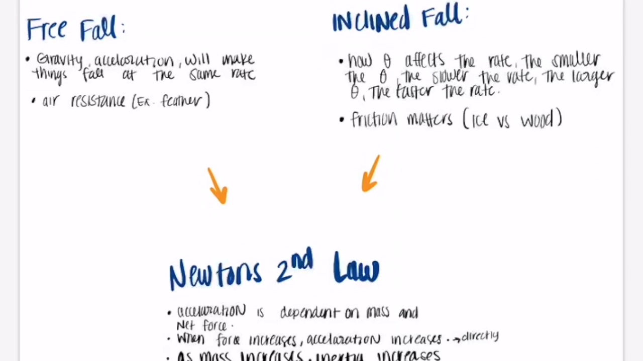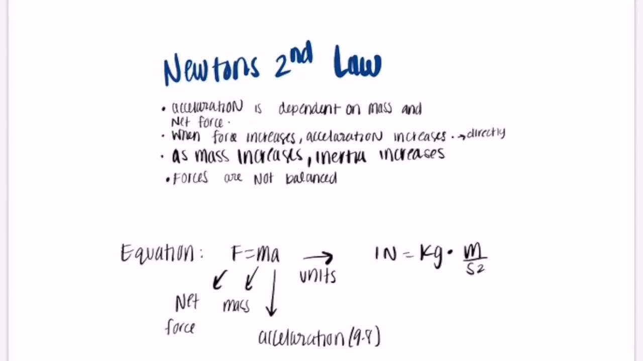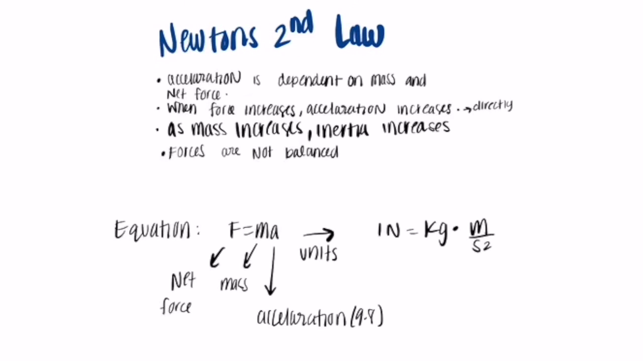With free fall and inclined fall, Newton's second law is present. Newton's second law is when acceleration is dependent on mass and net force. The equation for that is force equals mass times acceleration. Some things to know about Newton's second law: when force increases, acceleration increases, and as mass increases, inertia increases. Basically, it states that forces are not balanced if Newton's law is present.